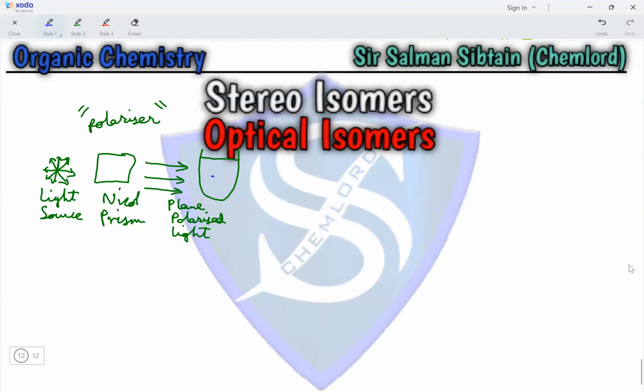Either the light can pass through straight, which means that the mixture that we have is a racemic mixture. We need to know that the mixture we are placing for testing for optical isomers must contain an optical isomer. So if the light passes through straight, it's a racemic mixture, which means it contains 50% L isomer and 50% of the D isomer mixed in equal quantities.